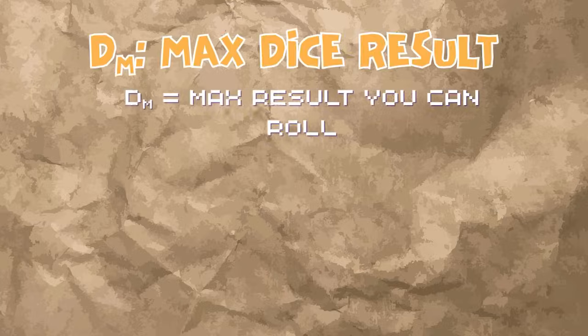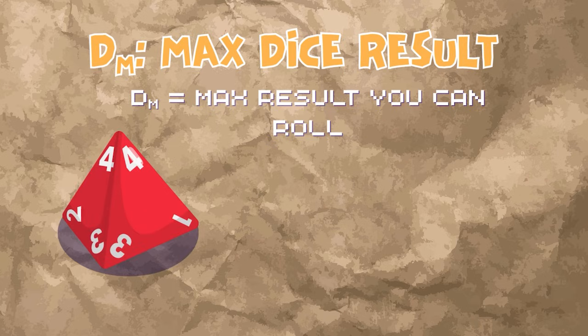Max damage per round we're going to calculate a bit differently, but it's going to use a lot of the same variables. The only one that's going to be different will be DM, and that's just going to be the max result that you can get on a dice. So for a D4, the max result you can get is a 4.